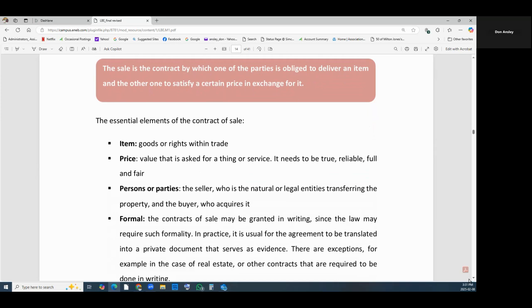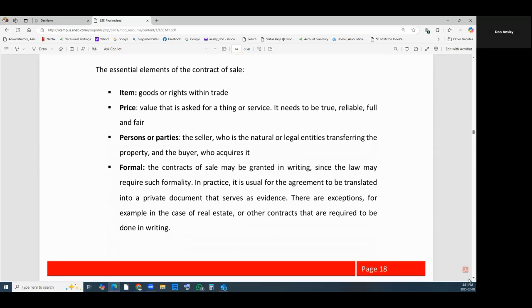Price is the value that is asked for a thing or service. It needs to be true, reliable, and full and fair. Persons or parties: the seller, which is a natural or legal entity transferring the property, and the buyer who acquires it.